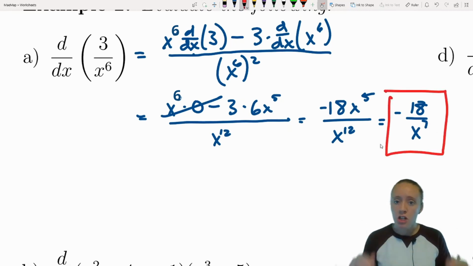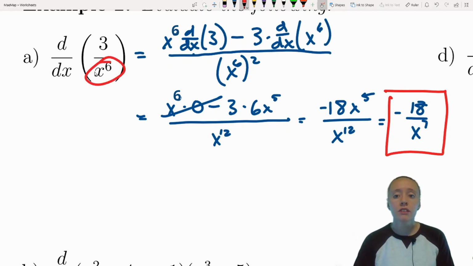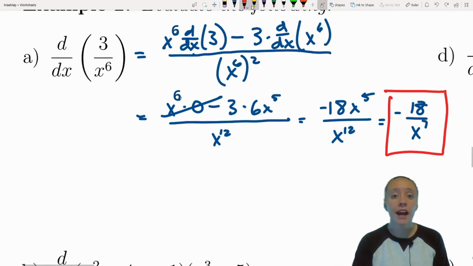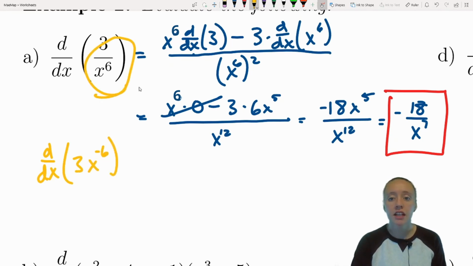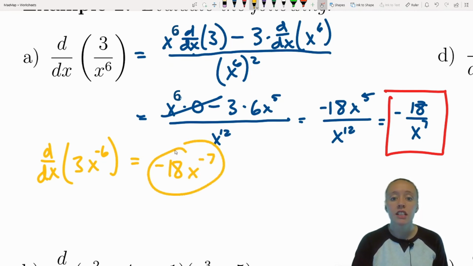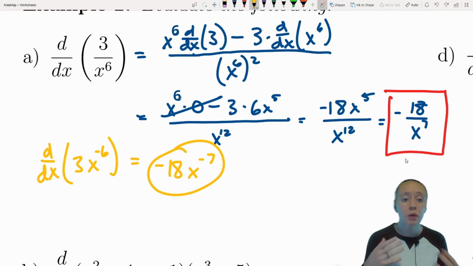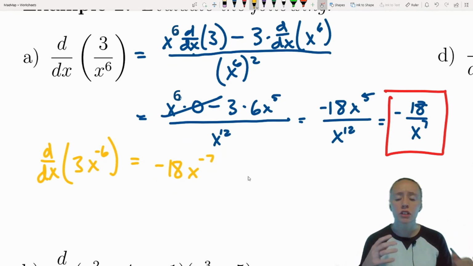Now for this one, quick double check, we didn't really even need to use the quotient rule because we could have just rewritten this as a negative exponent and used the power rule. Think about taking the derivative of 3x to the -6th, same exact thing, just rewritten. That's going to be -6 times 3, which is -18, and then we decrease that exponent by 1, so that brings us down to -7. -18x to the -7, or -18 over x to the 7th. Those are equivalent, so it doesn't matter which way we take the derivative. But this is just good practice.